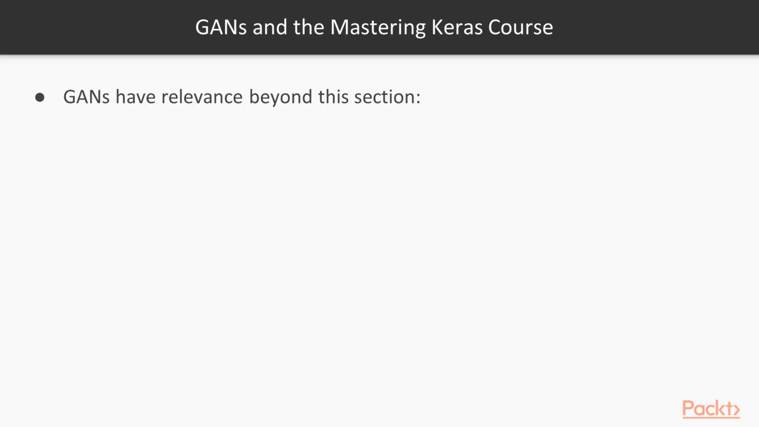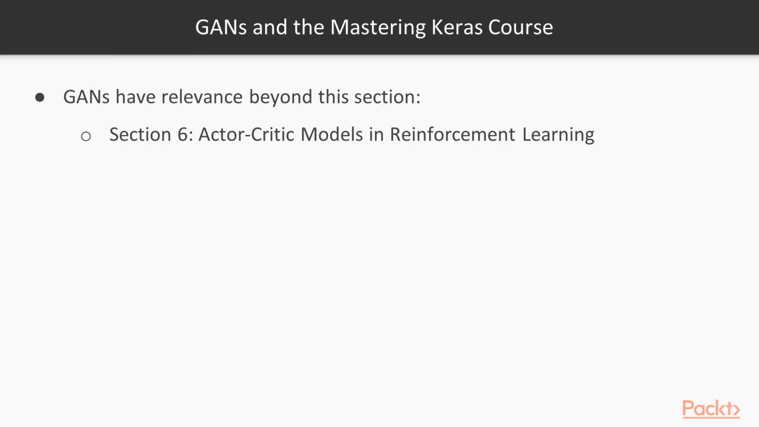GANs are also particularly important in this course for two reasons. Firstly, the way in which we train GANs, and in particular how we train the generative component of GANs, is analogous to how we're going to end up training actor-critic models in reinforcement learning. You'll see that when we look at GANs, we will train the generative component of the GAN by training it through the discriminator component. And similarly, in the actor-critic model, we're going to be training the actor component by training it through the critic component of the model. Also, we're going to come back to GANs and see how they can be used for semi-supervised learning.